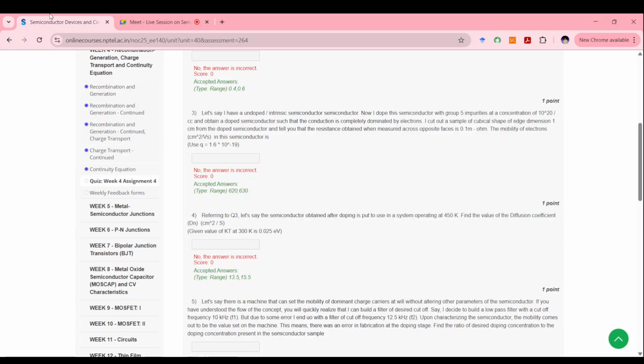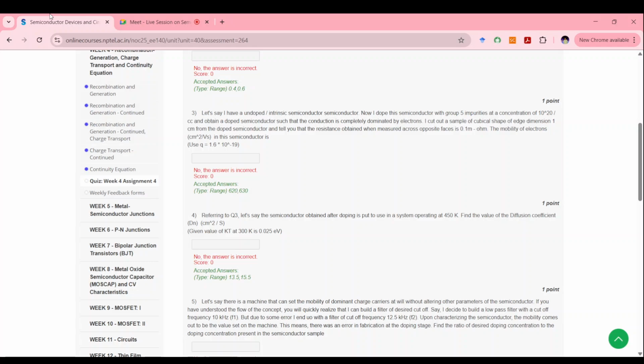Okay, so they have given the value of KT at 0.025 eV when 300 Kelvin. So I guess we have to just remove this value. This is not how we'll do this then. Then KT at 450 Kelvin would have been 0.025 multiplied by 450 by 300, so the value would be different. 0.025 into 450 divided by 300, so the value would have been 0.0375.